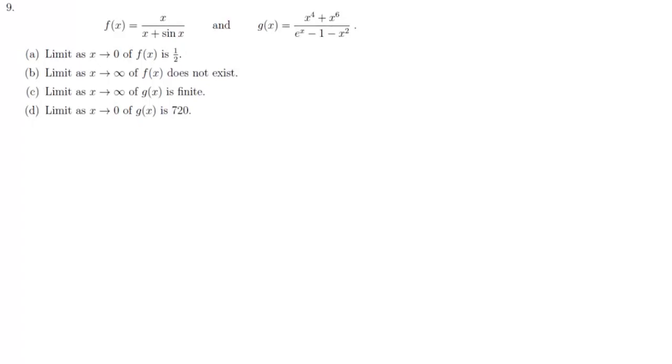Now question number 9 is, we need to find these limits. Now for this function fx, if we take this limit x tends to 0, x upon x plus sin x, now we can write this as 1 upon 1 plus sin x upon x. Now sin x upon x is 1, so this value is 1 by 2, so this option A is correct.